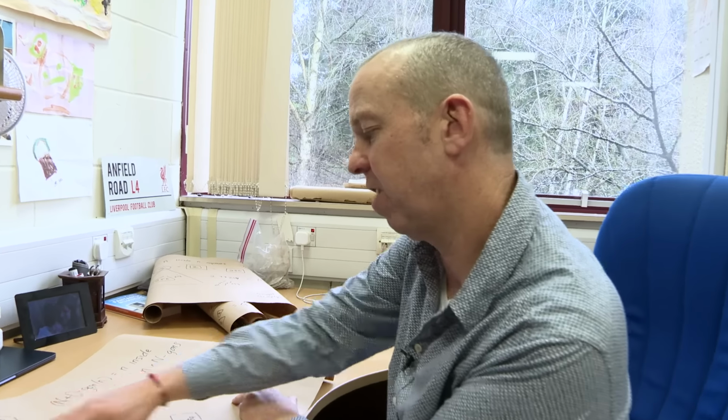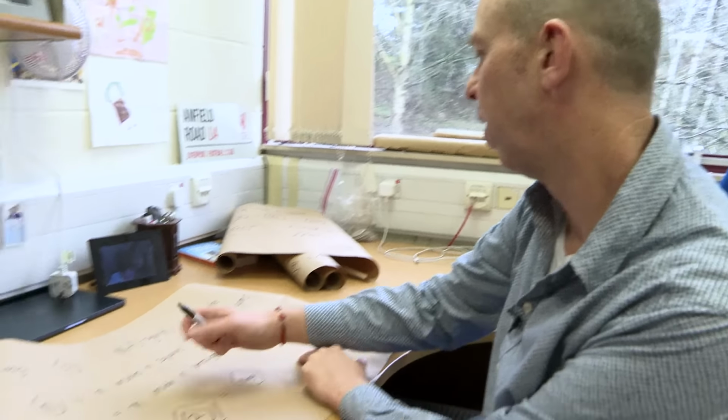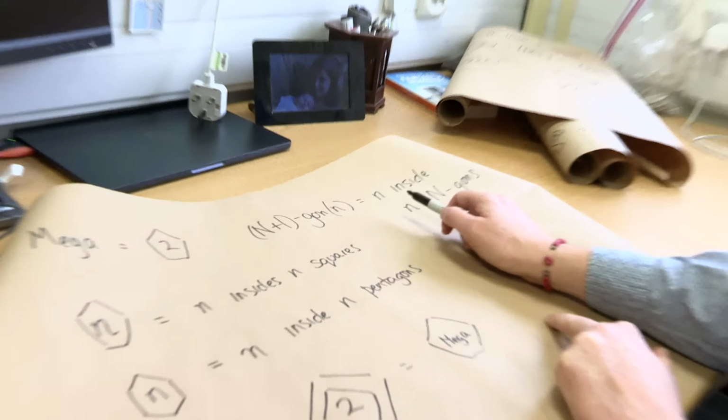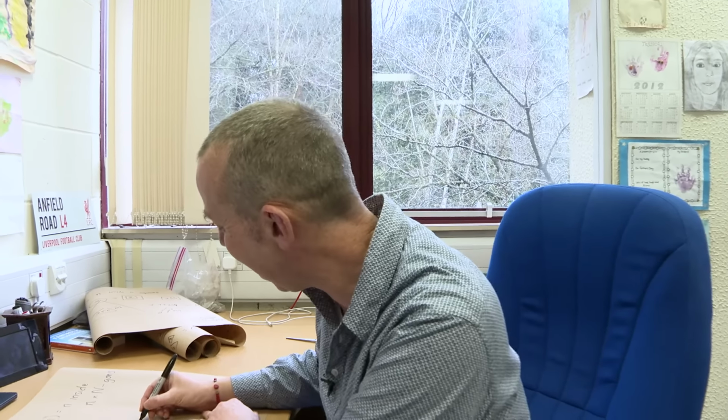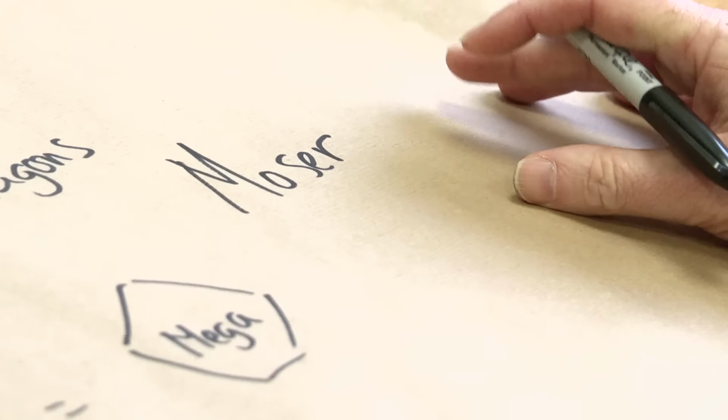You can see already that this is how we've built it up: an n plus 1-gon is an n inside n n-gons. Now we're ready to define the Moser, named after Moser, obviously. So what is a Moser? This is going to blow your mind, Brady.